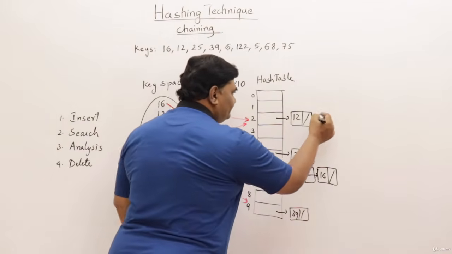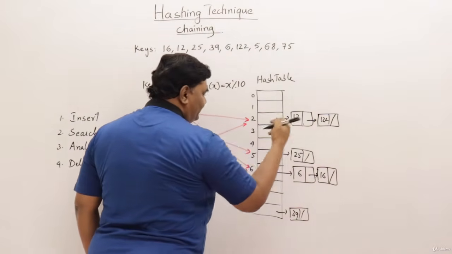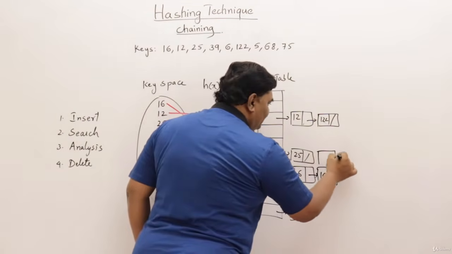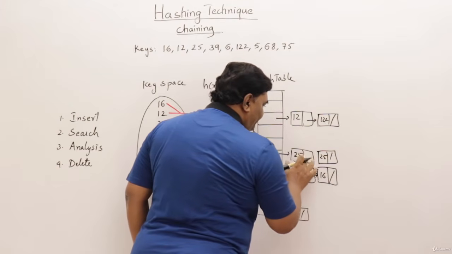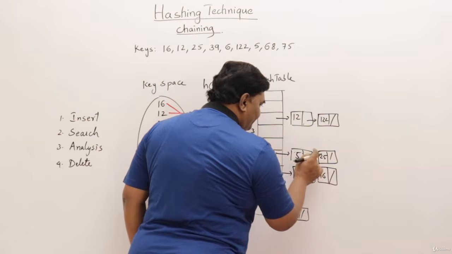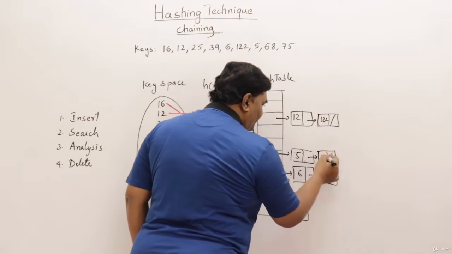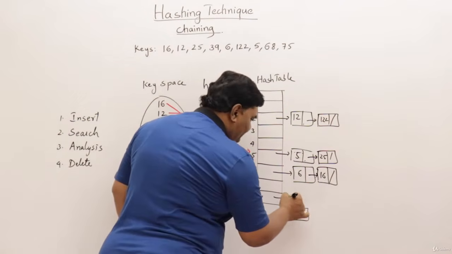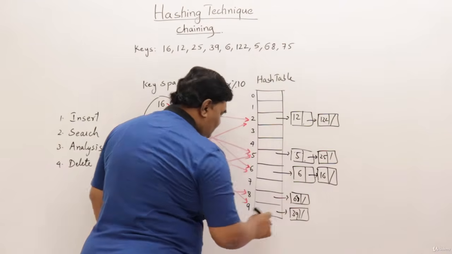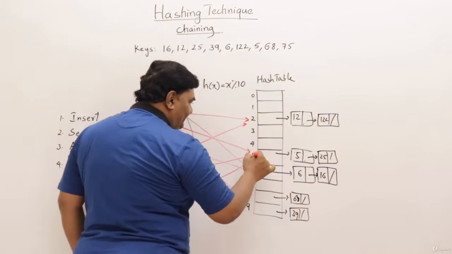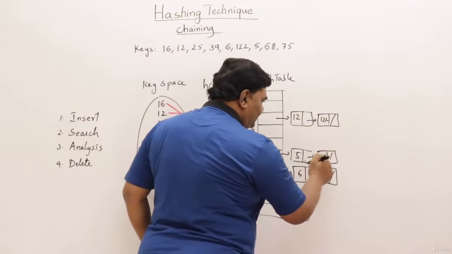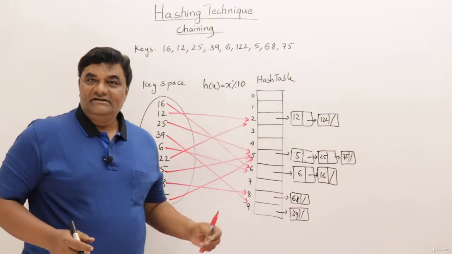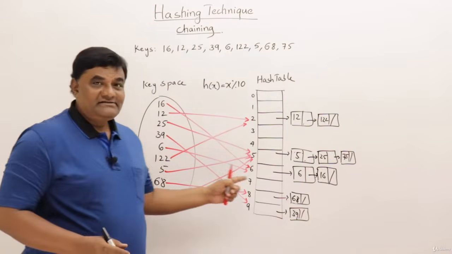122 is greater than 12, so it's inserted there. The next is 5. 5 is mapped here. 5 is smaller than 25, so 5 comes as a node before 25. 68, it's inserted here. 75, again mapped at 5. 75 is greater than 5 and greater than 25, so it should come here as the last node. So that's all. I have inserted all these keys, and the keys are inserted in chains.